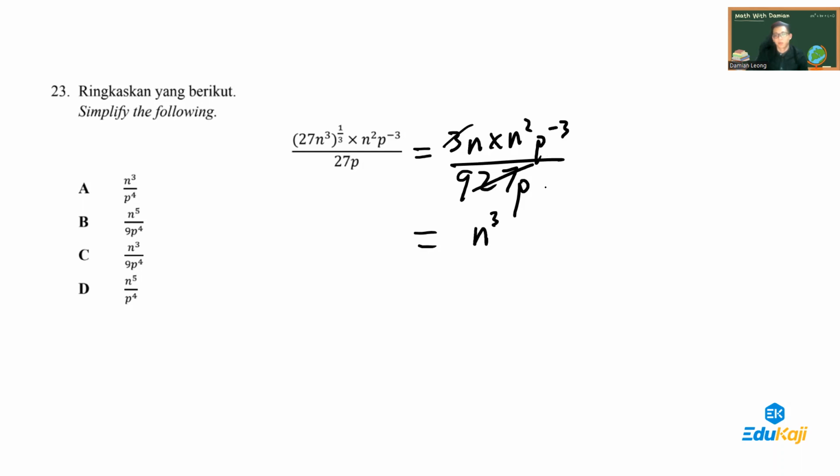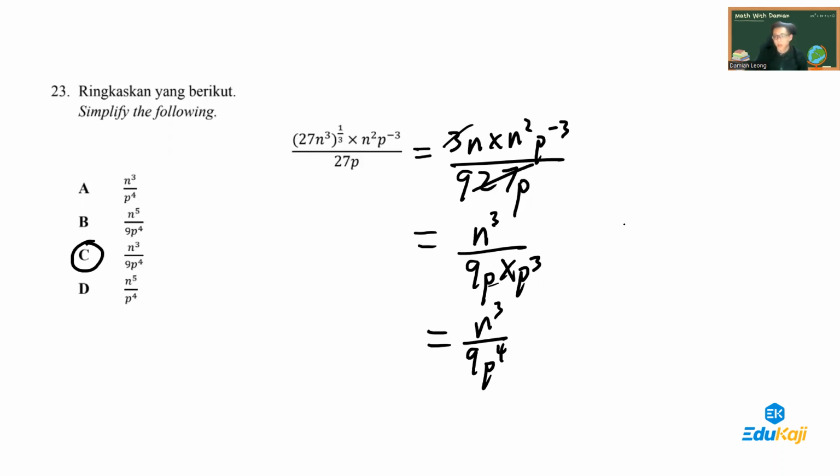p to the power of -3, I can actually shift it down and it becomes power 3. So times p to the power of 3. So times power plus. 9p to the power of 4. 1 plus 3, 4. So it's n cubed over 9p to the power of 4.